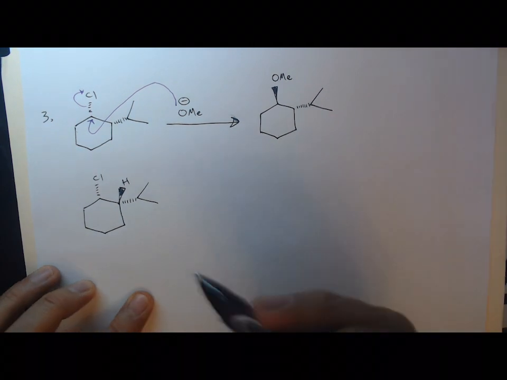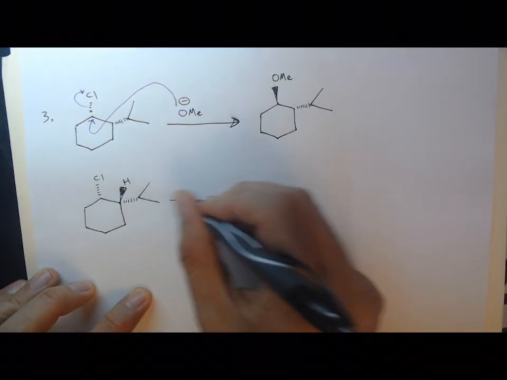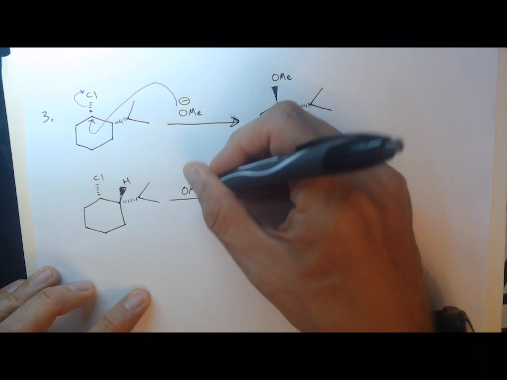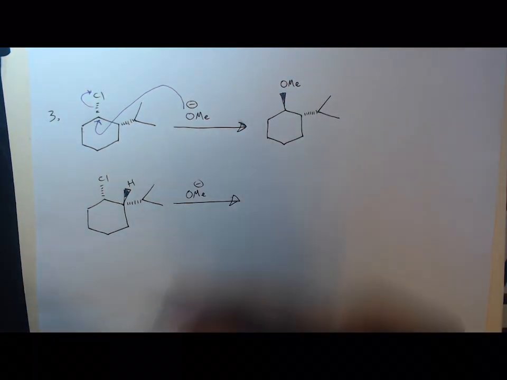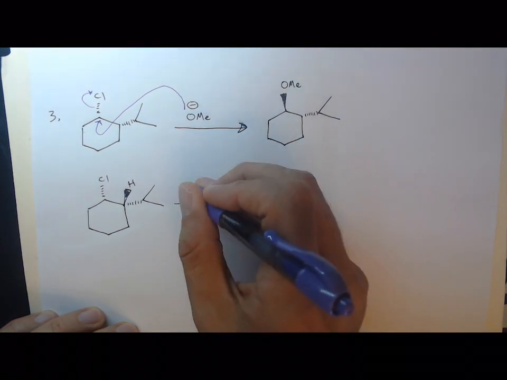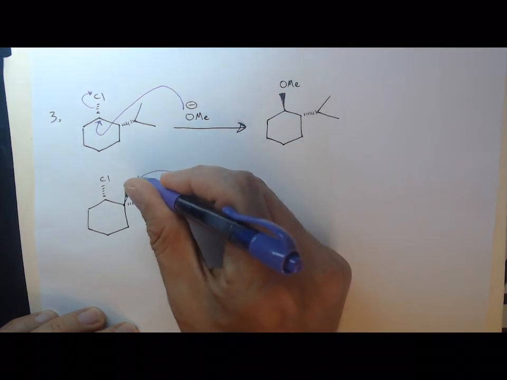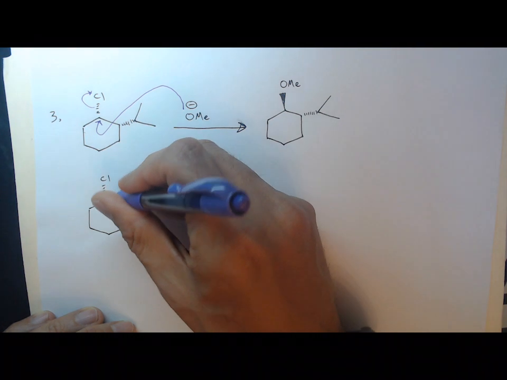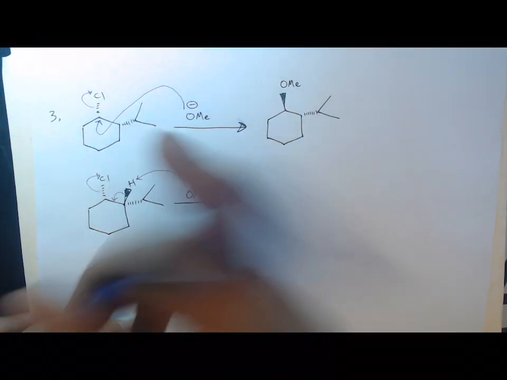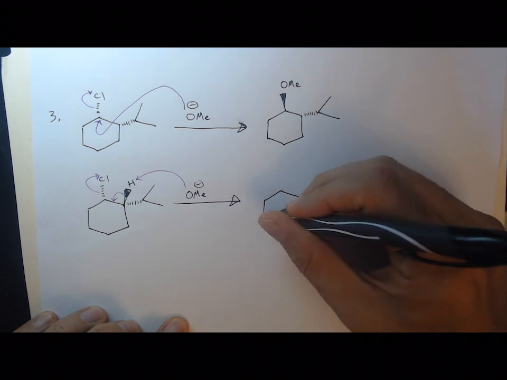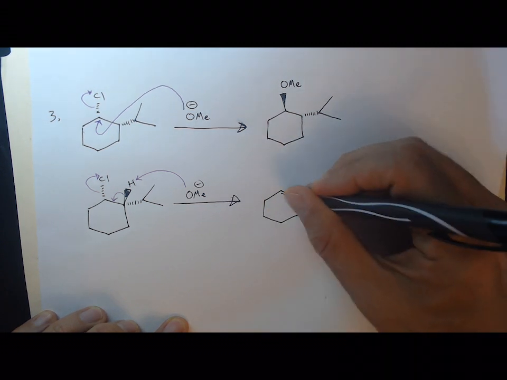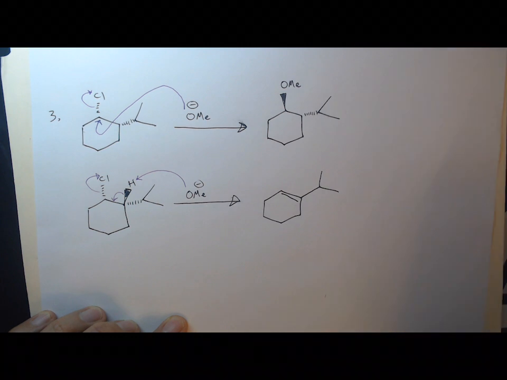We should still get the Zaitsev product here because the H and the leaving group are in the correct orientation. So OMe negative. And then let's go ahead and show methoxide here acting as a base. Grabs an H, double bond, kicks out leaving group. And we should have the major alkene product being Zaitsev, more substituted, like so.